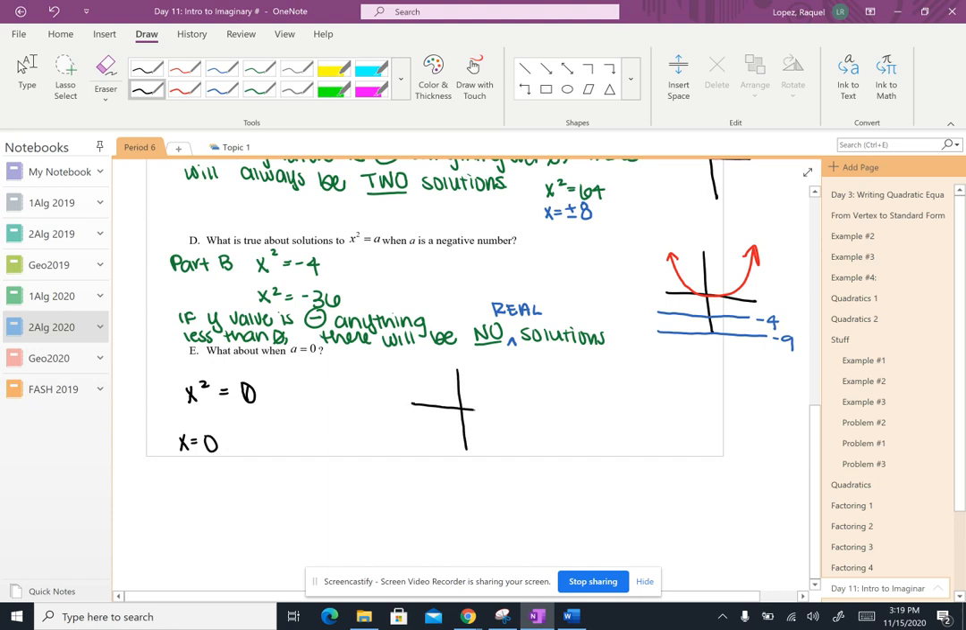Once again, let's visualize this on our graph. So here's our parabola, x squared. Zero would mean that our horizontal line is going to be right here on the x-axis. So that's y equals 0. We can see that the graph crosses it once right here at the vertex. So when a equals 0 for x squared, there will be one solution, because there's only one number where when you square it, it gives you 0, and that number is 0.